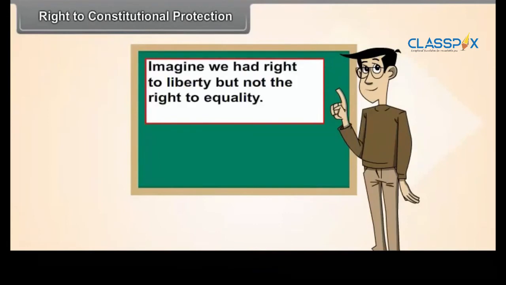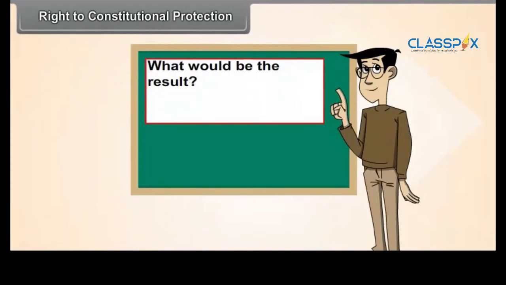Activity. Imagine we had right to liberty but not the right to equality. What would be the result?